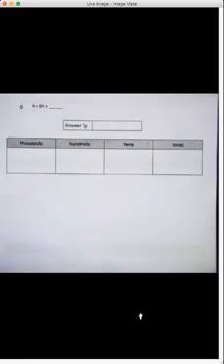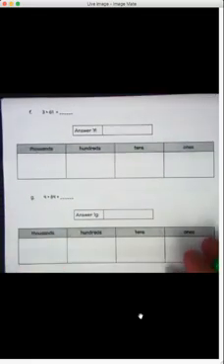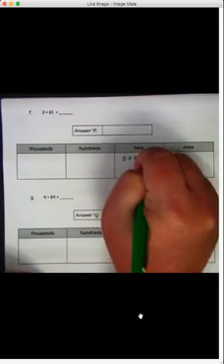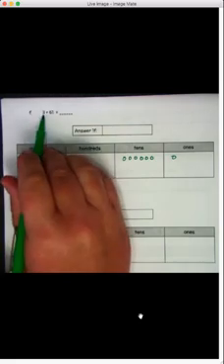Okay, next question, next problem. This time we've got 3 times 61. 3 times 61. So let's represent 61. On our place value chart, it's going to be 6 tens and 1 one. And we've got to do that 3 times.